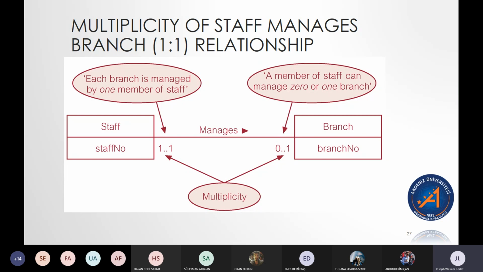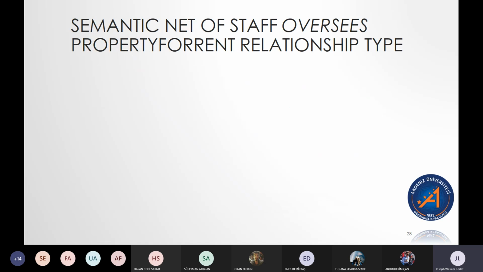I don't manage a department. I'm not the head of a department. I don't participate in the head of department relationship. And that's okay. I don't want to. And I don't want to be the head of the department. No way. All right. So this would be how you would read this. Okay. Well, what about a one-to-many relationship?